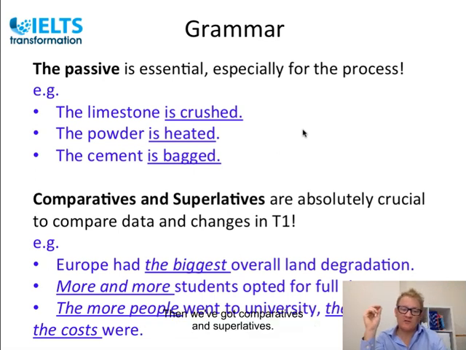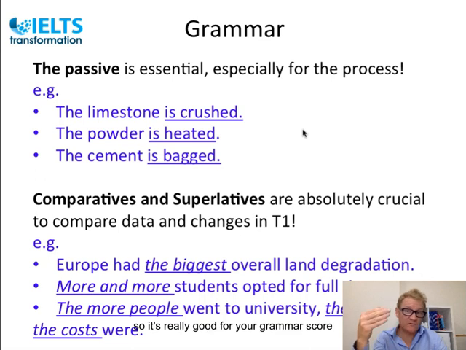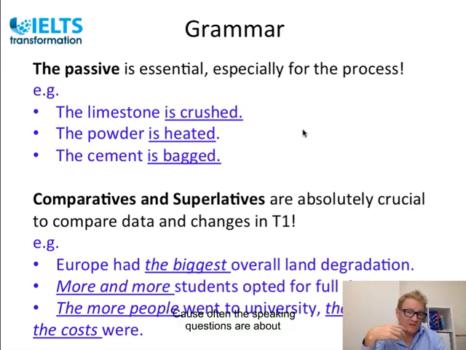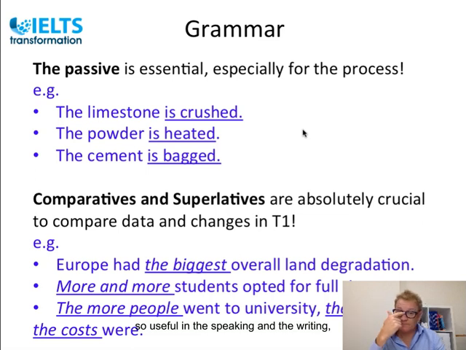Then we've got comparatives and superlatives. These really, I think, are essential throughout IELTS. Again, they are considered to be a complex structure, so it's really good for your grammar score to use them. We're going to use them in the speaking test, aren't we? Because often the speaking questions are about the difference between this country and your country. Or my country is hotter than Australia, for example. Whatever the example. So useful in the speaking and the writing, in the essay as well.